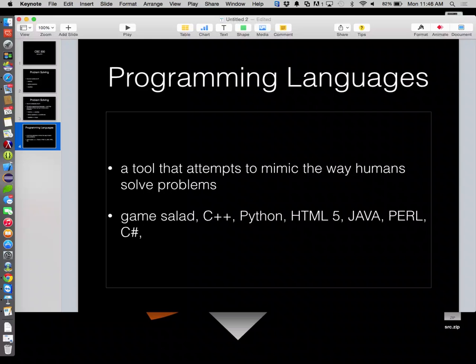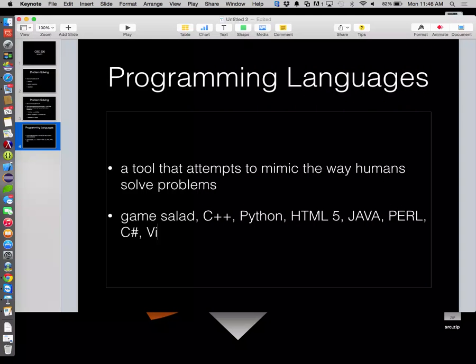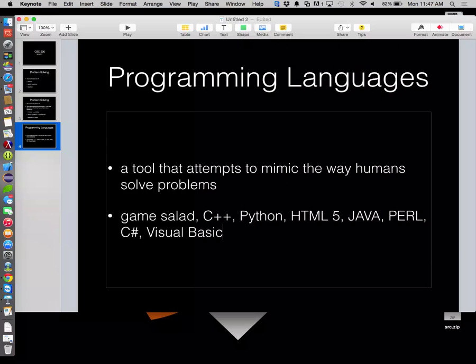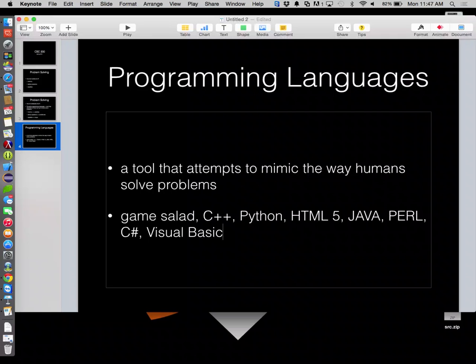This is a pretty decent list. What about Visual Basic? You heard of Visual Basic? That's programming for dummies. Nobody uses Visual Basic. How many of you are Visual Basic programmers? Nobody's raising their hand now. All right.